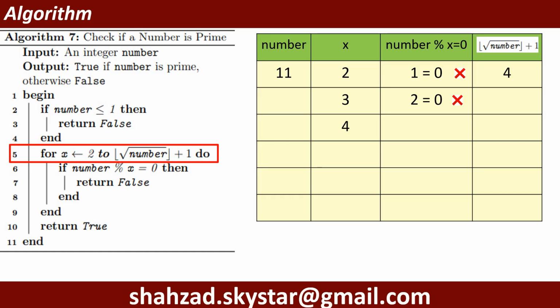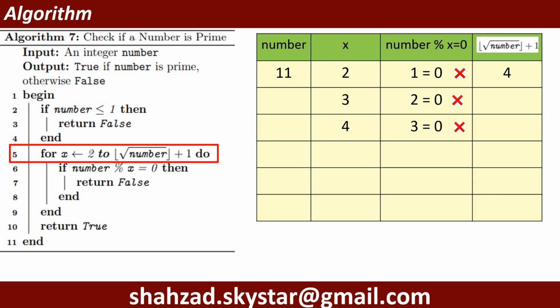Then it will move to the next value of x, that is 4. Then it will check whether 11 is divisible by 4. Divisible by 4 means if we get the remaining value 0, then it will be divisible. If we do not get the remaining value 0, we can say it is not divisible. 11 divided by 4: 4 times 2 is 8, remaining is 3, the remainder is 3. 3 equal to 0, this condition is also false.